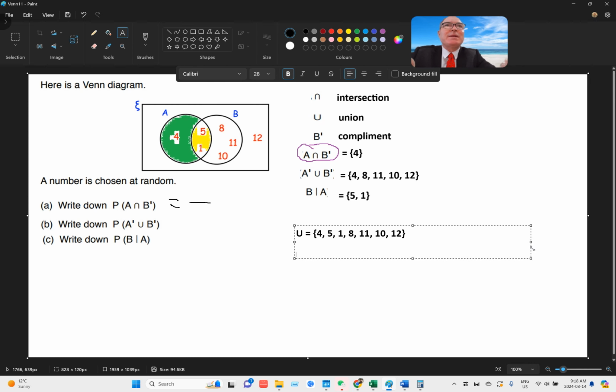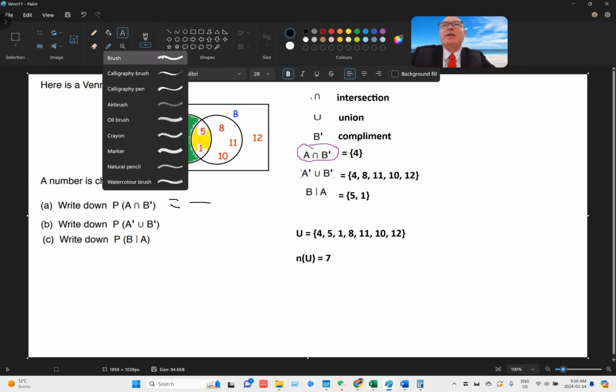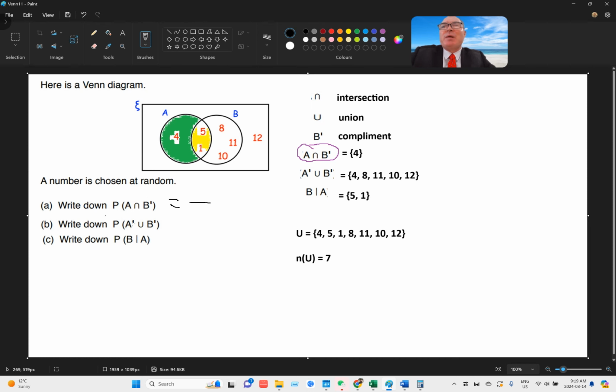And then something new right now is I'm going to write this notation, n(U). All this means is n is the number of elements that I have in set U. Well, I'm going to count them here. I've got 1, 2, 3, 4, 5, 6, 7 elements. 7.